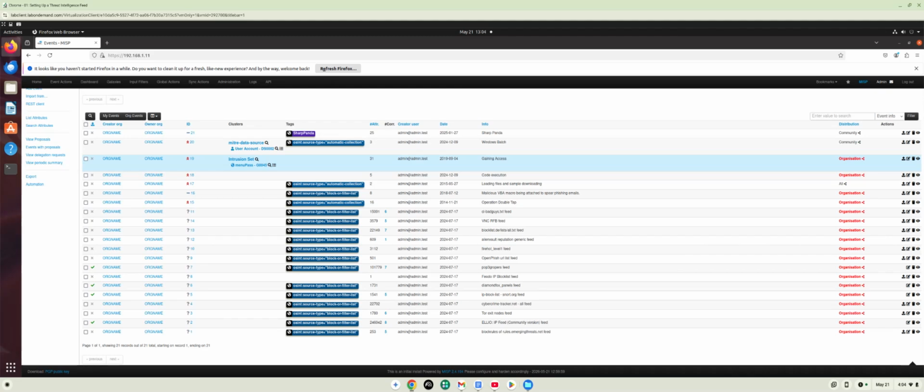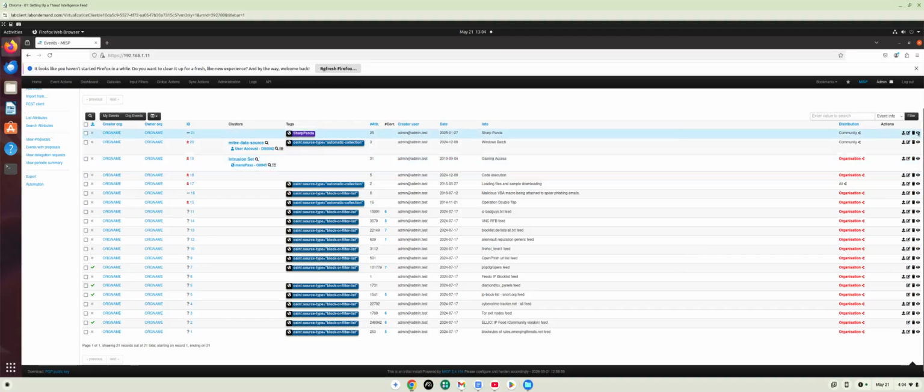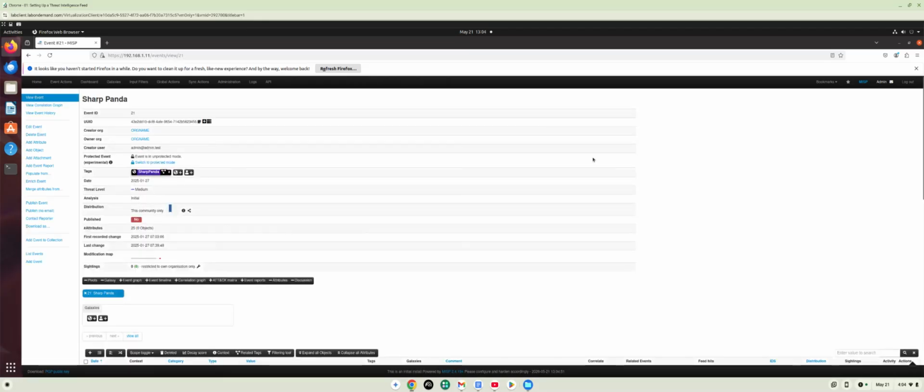All right, so if I go back to the SharpPanda entry at the very top, I'm going to click this eyeball. That's to view the details, and it's under the actions column. That's going to bring me to a bit more information about a specific event, or indicator of compromise, excuse me, that's being tracked.